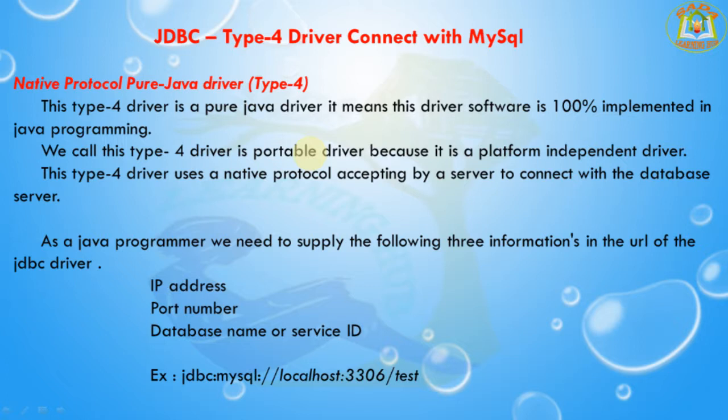As a Java programmer, we need to supply the following three pieces of information in the URL of the JDBC driver: IP address, port number, and database name or service ID. If you are using a MySQL driver, for example, we need to pass the URL jdbc:mysql://localhost:3306/test. Here, test is the database name. Now I can show how it practically works.